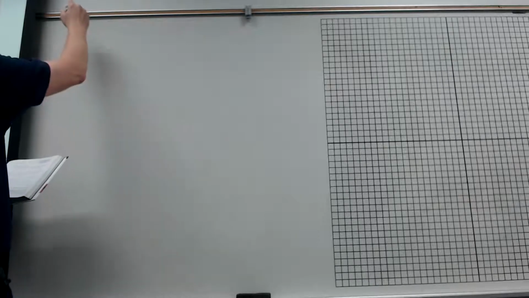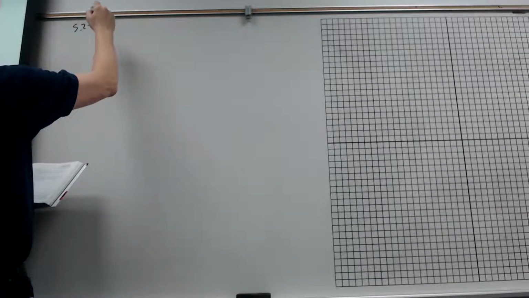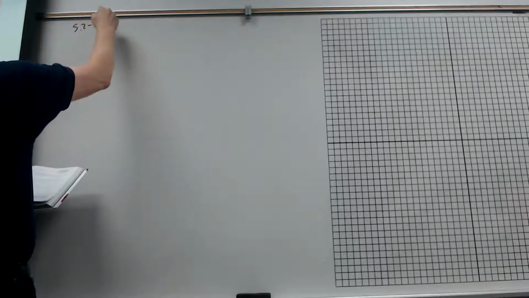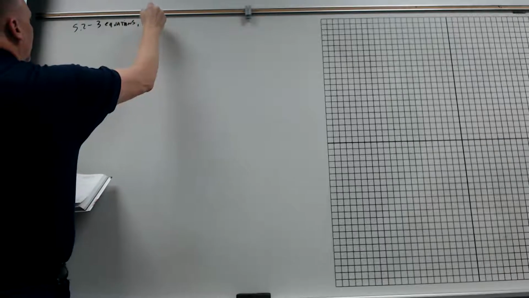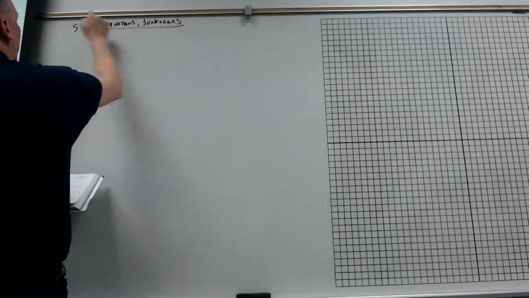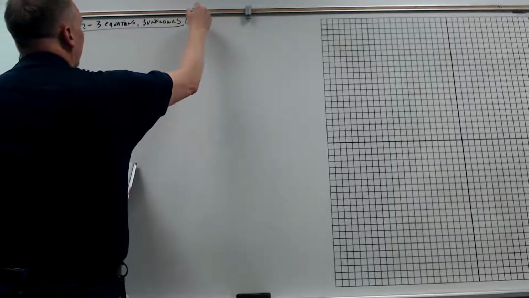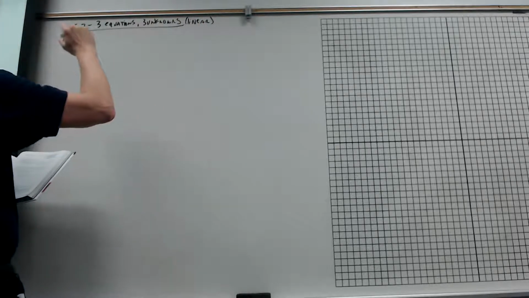All right. Anyway, let's talk about 5.2, which is solving, well, I'm just going to abbreviate it, 3 equations, 3 unknowns. Okay? And maybe I should say these are linear, because it won't work that way the other way.